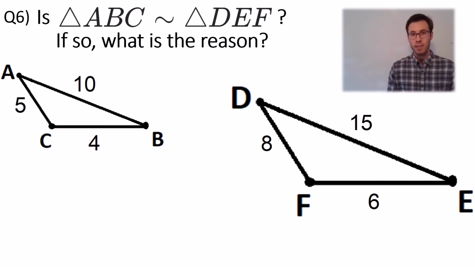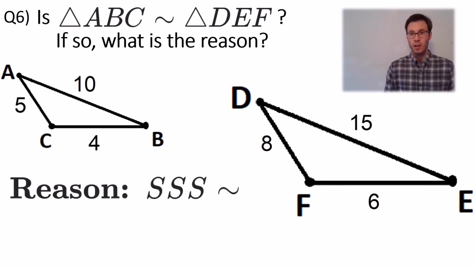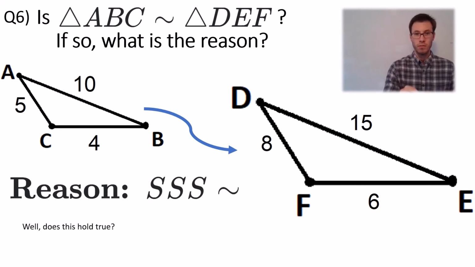Is triangle ABC similar to triangle DEF? If so, what is the reason? I don't see any angles here, so I'm going to say the reason these triangles are similar is SSS similarity. That's our guess to start. We don't know for sure, but I'm going to assume it because we don't see any angles. We see three sides. So there's my arrow, a very important arrow. It allows the reader to understand what you're looking at as far as the pre-image and the image go.